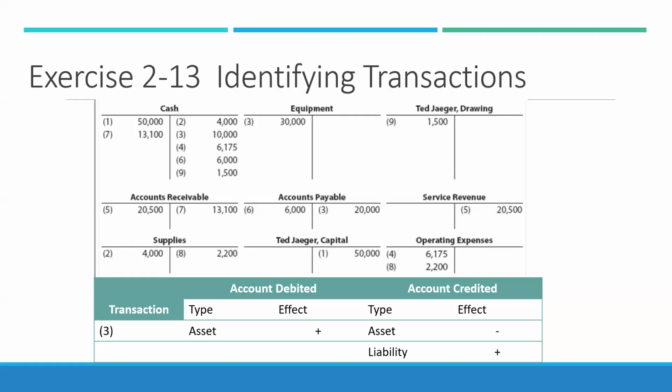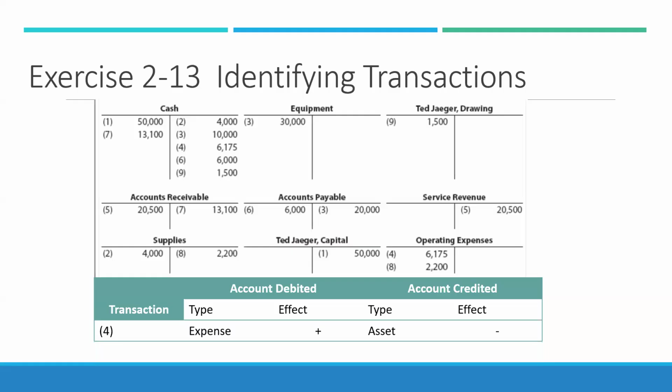Lena, right? Perfect. Exactly. They purchased a piece of equipment for 30,000. They paid cash of 10 and they owe 20. Excellent, guys. Do you see how you're already learning how this is working?